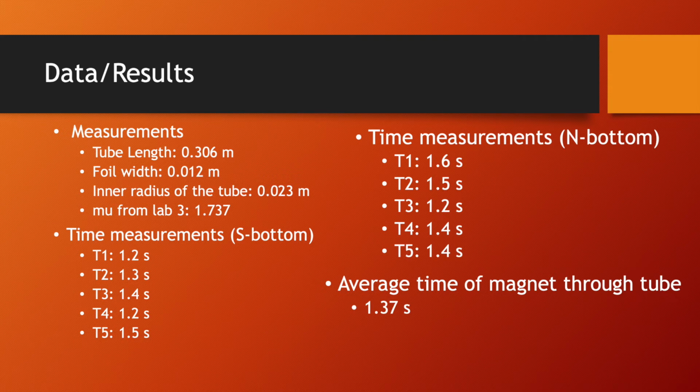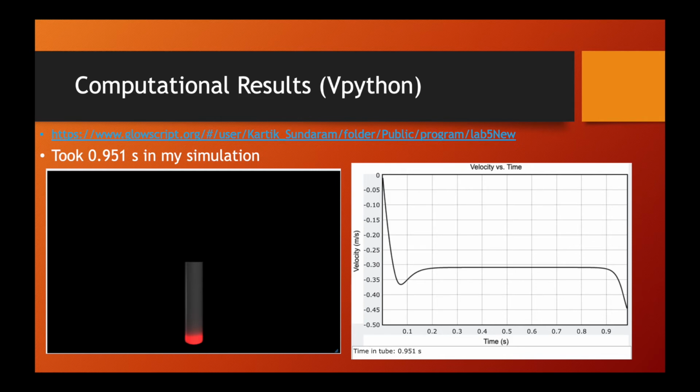I won't read out every time measurement, but there didn't seem to be a significant difference between having the north or south pole facing down, and the average time the magnet took to fall through the tube was 1.37 seconds. I also created a model of this experiment in VPython with the help of the starter code, and got that the magnet should take around 0.951 seconds to fall through a tube of this length and this thickness.